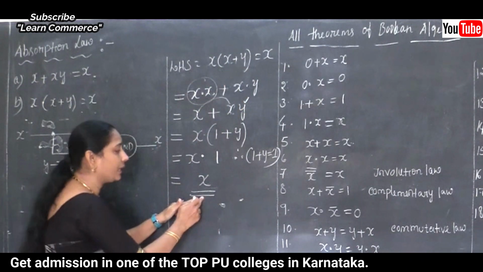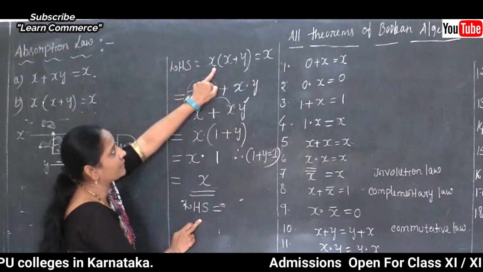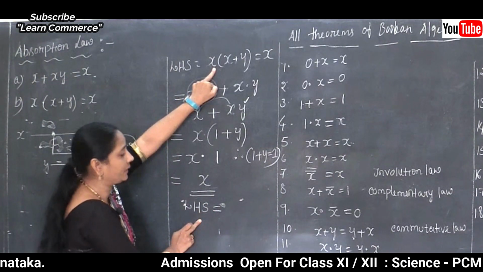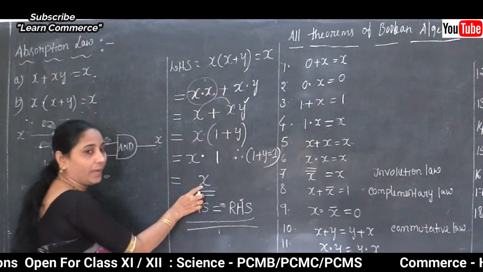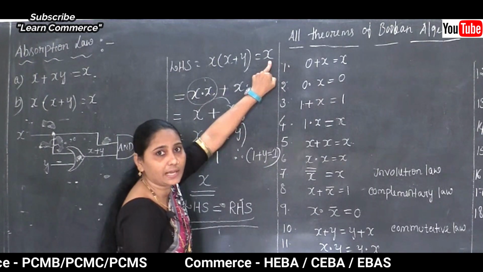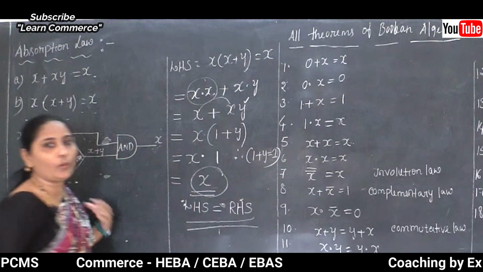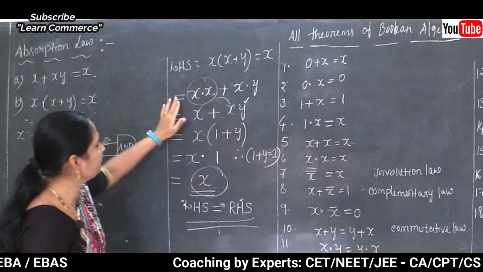Now what's the result? Finally, the left hand side, x and x plus y, is equal to the right hand side. In the right hand side the value is x only. So we can prove it, hence it is proved here. So clear this point here, how I completed it.